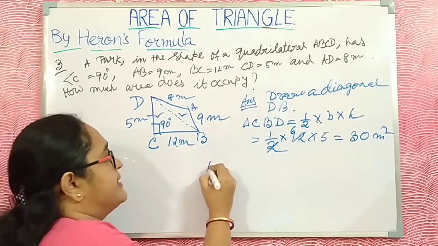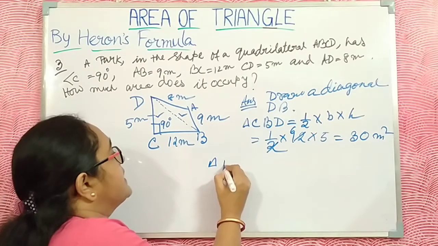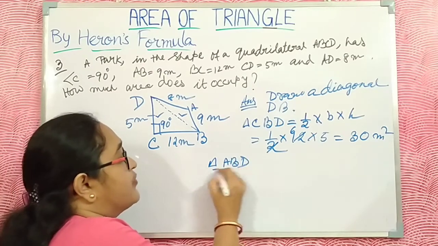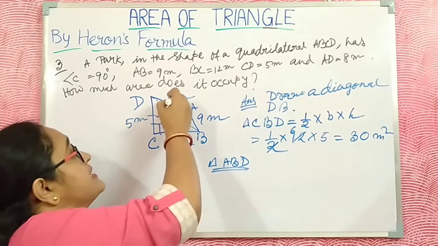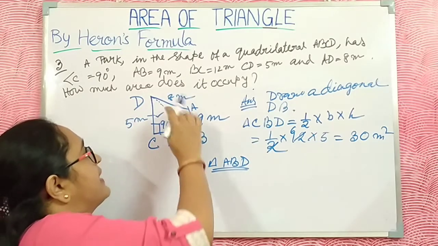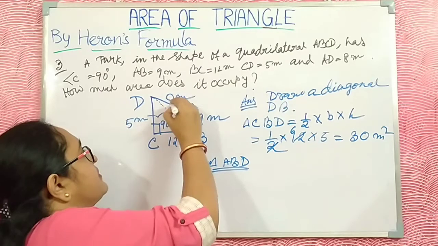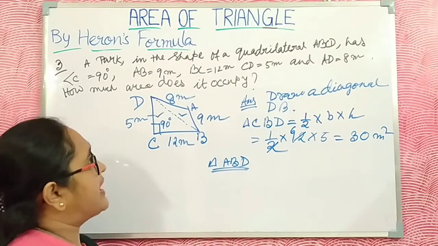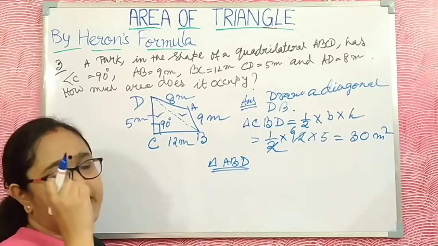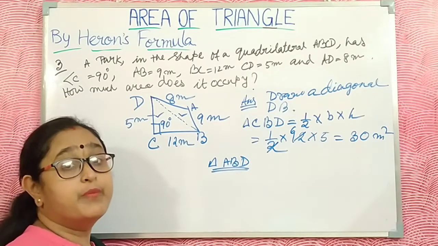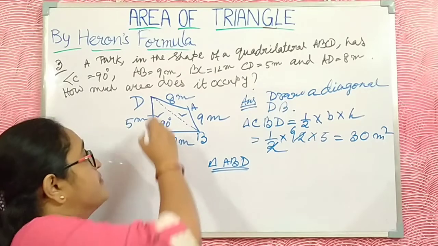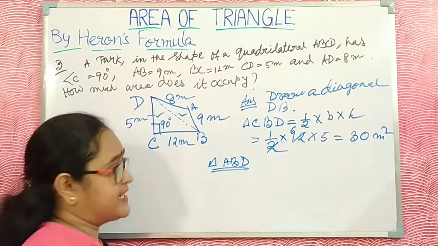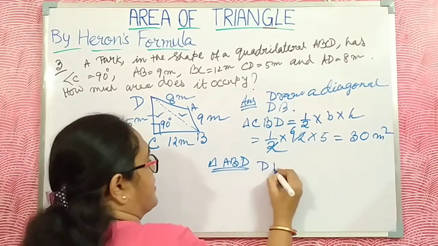Now I find the area of triangle ABD. This is a scalene triangle also. Here is 8 meter and here is 9 meter. I just need to find the side BD. How is it possible to find the side BD? Because this is a right angle triangle and DB is the hypotenuse.